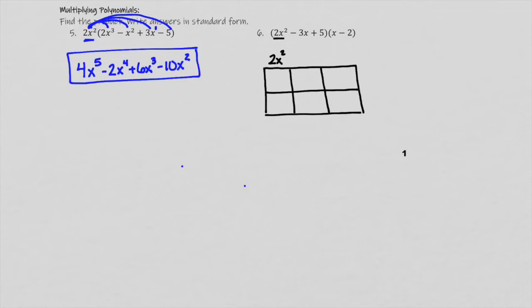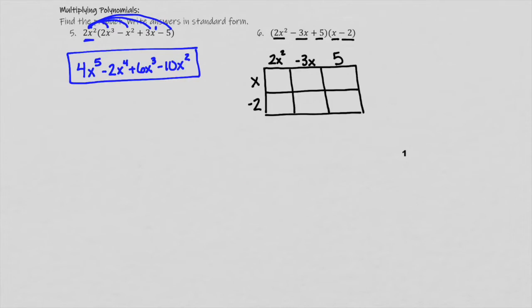And I write the trinomial across the top. Each term gets its own column. So 2x squared in the first column, negative 3x above the second column, and 5 above the third column. And then my binomial goes down the side. So x gets its own row and negative 2 gets its own row.